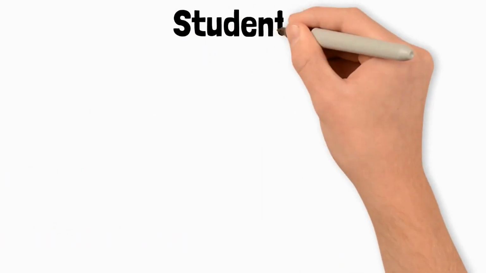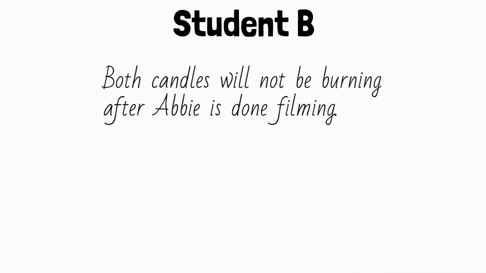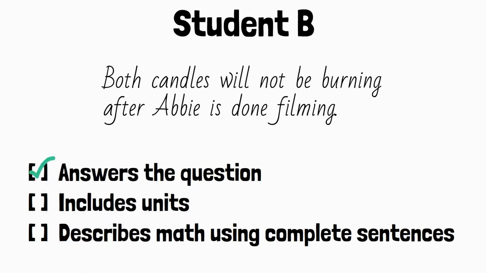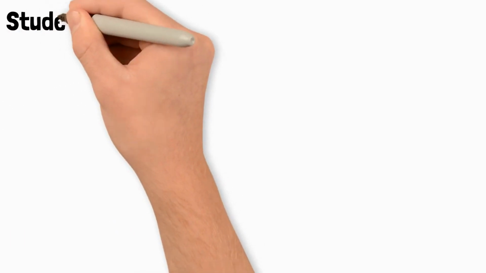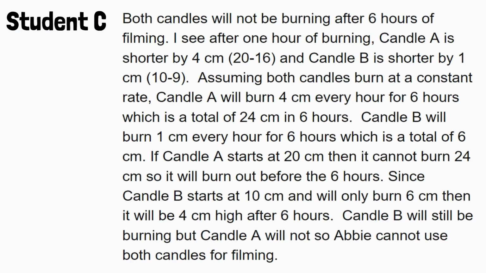Okay, so now here's student B's response. I'm going to give you about 10 seconds again. Now, student B definitely answered the question, and they answered it correctly. But they didn't explain at all how they determined their answer or include any kinds of units related to the problem, such as hours or centimeters. So finally, let's look at student C's response. And I'm going to give you a little bit more time to read it, maybe about 30 seconds.